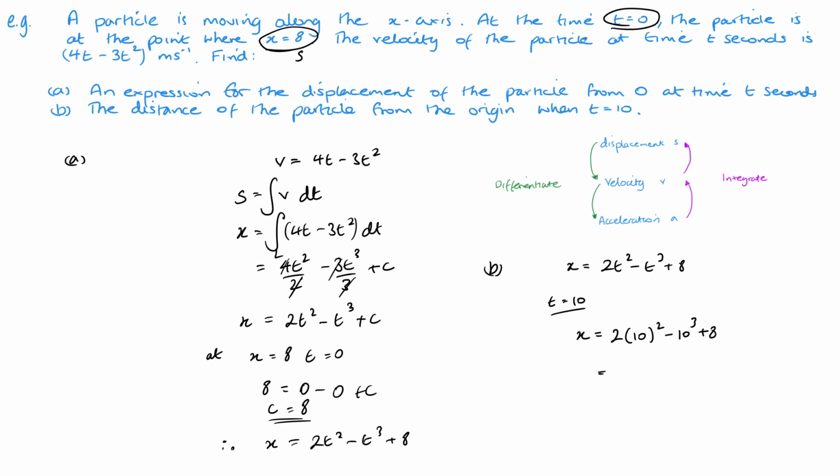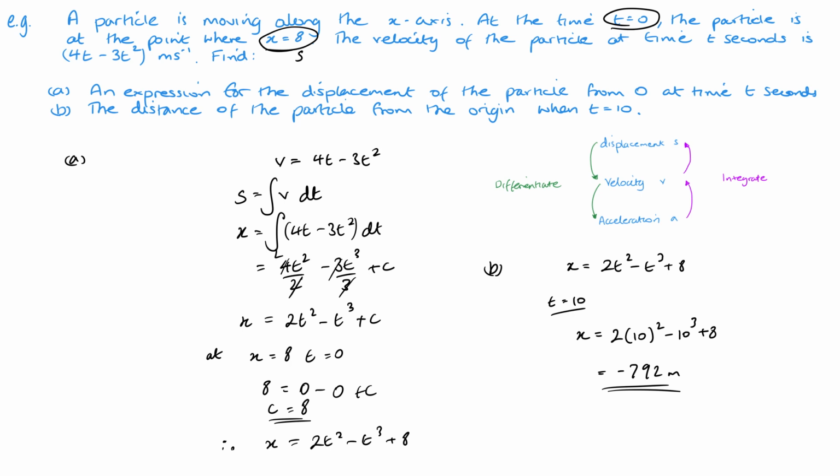And calculation. And the value for this is minus 792. Might have been better if I'd planned this question out a little bit better, I suppose. But it's still valid. It just means that it's gone in one direction, the positive direction, and then it started going in the opposite direction, and it's gone 792 meters past the origin in the other direction.